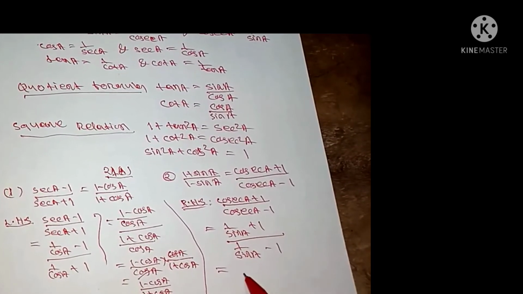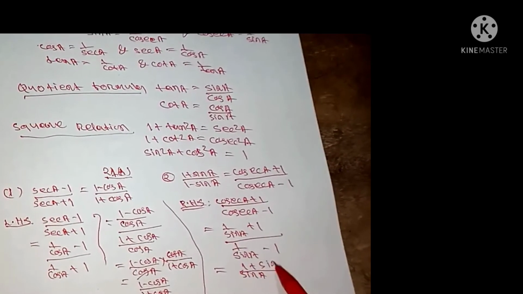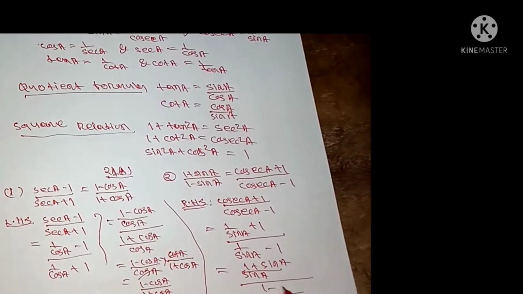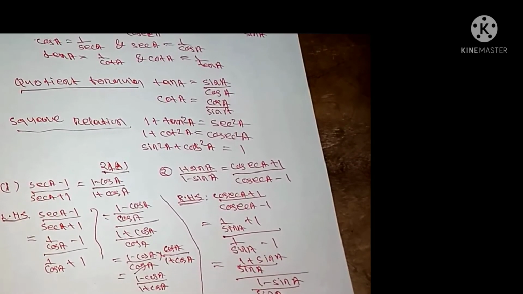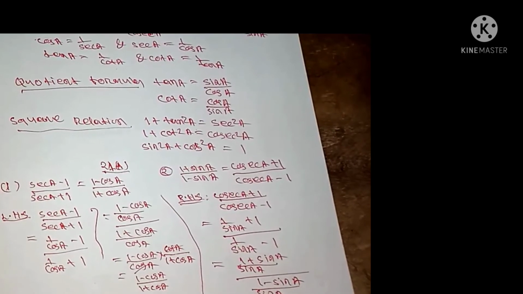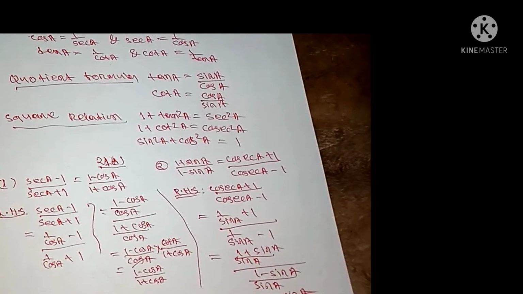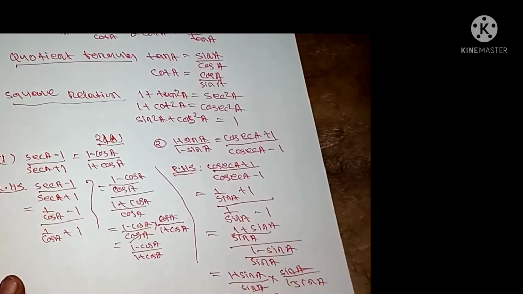Take the LCM of numerator, sin A, then 1 plus sin A, LCM sin A, 1 minus sin A, equal to 1 plus sin A by sin A into sin A by 1 minus sin A. Cancel, and 1 plus sin A by 1 minus sin A. Finish.